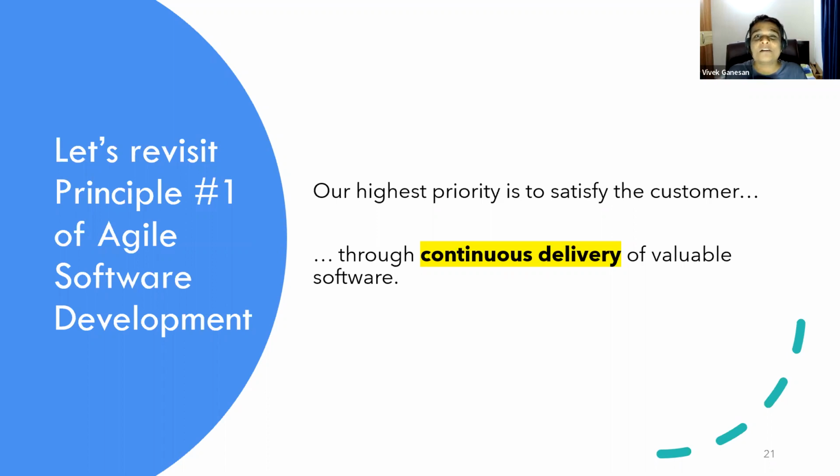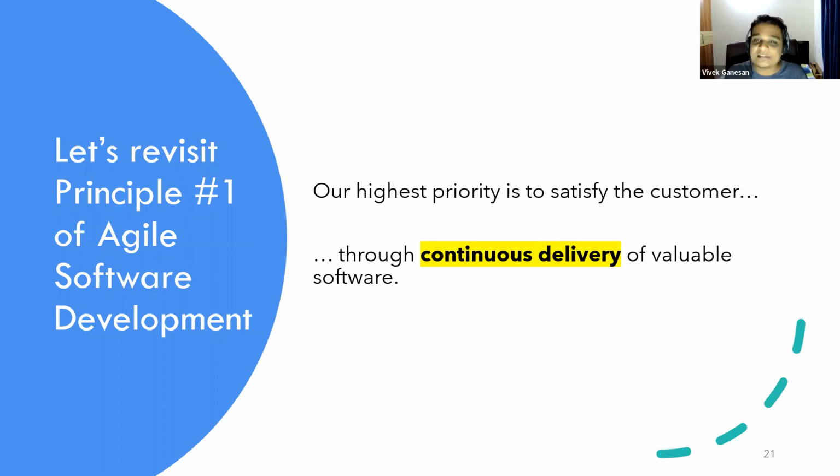Our team has a lot of Scrum practices, but we are now trying to do continuous delivery, and there are some roadblocks to it. Now, the first principle talks about continuous delivery of valuable software, right? So this was in 2001.